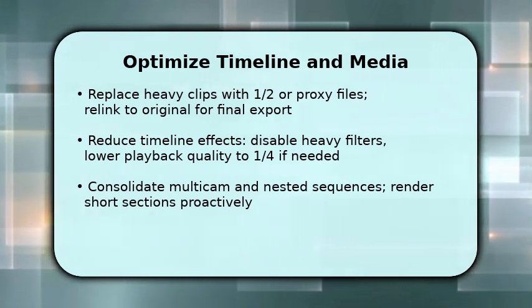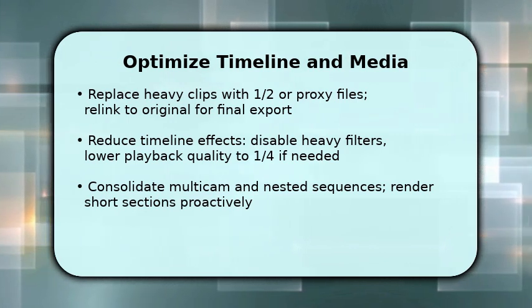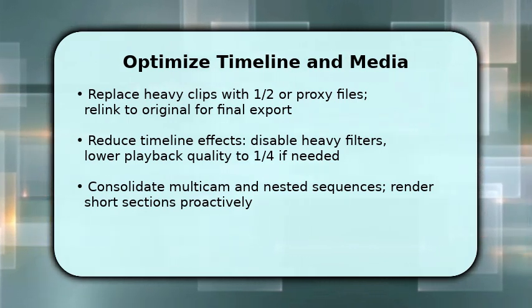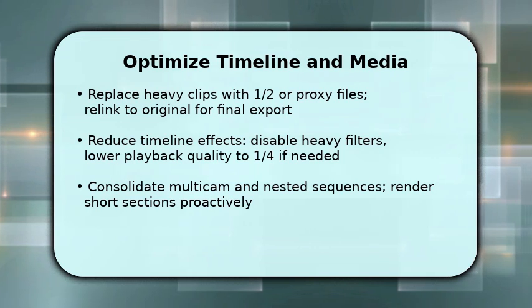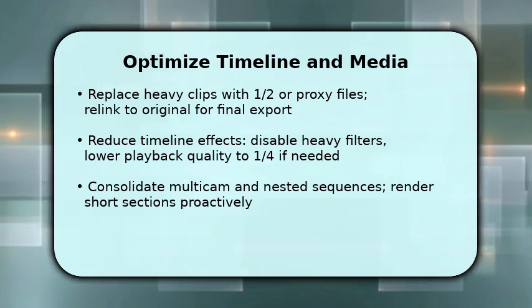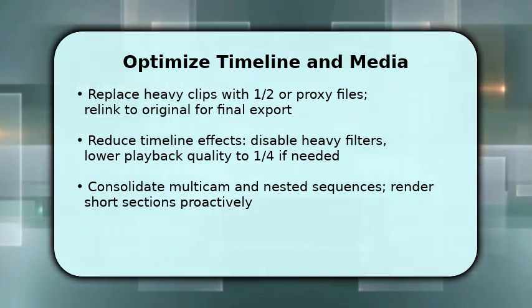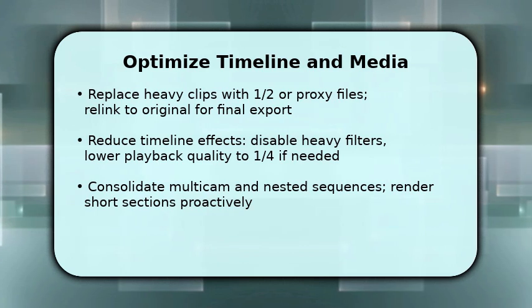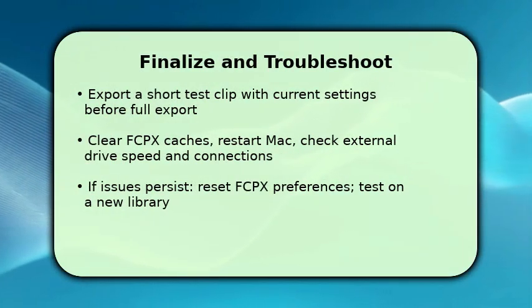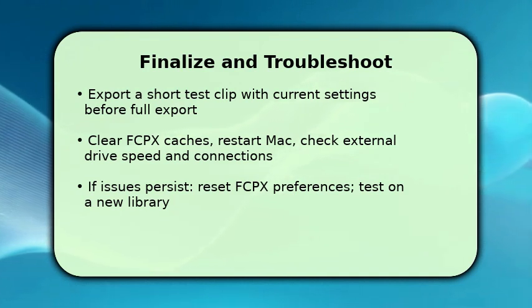If playback still stutters, lower viewer quality to 1/4 and render small problematic sections proactively. Also flatten or consolidate nested sequences and multicam clips to reduce real-time processing. Finish by exporting a short test clip using your intended settings to verify frame integrity. This confirms whether playback issues affect final output.